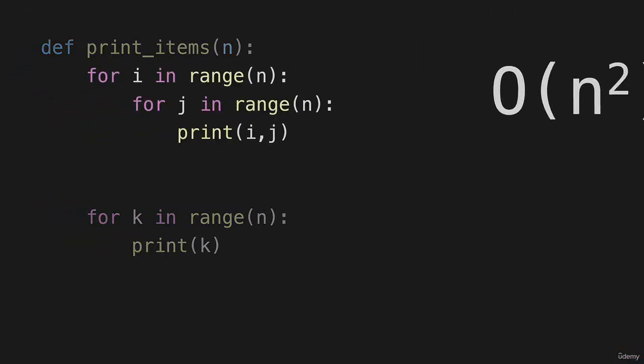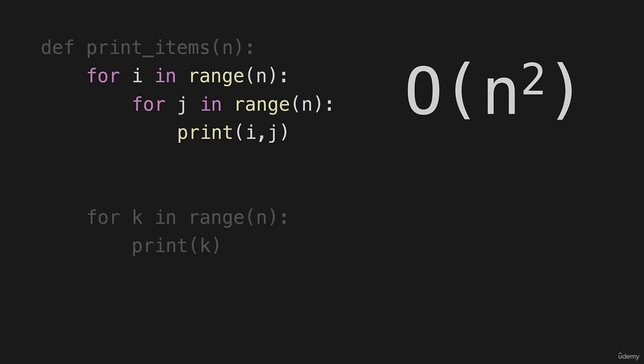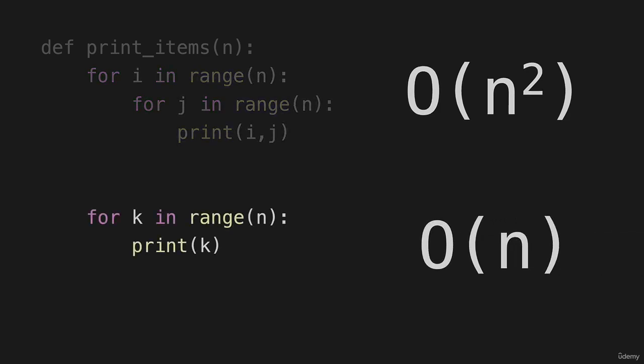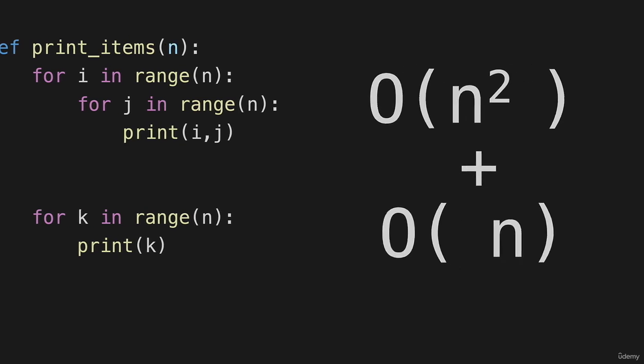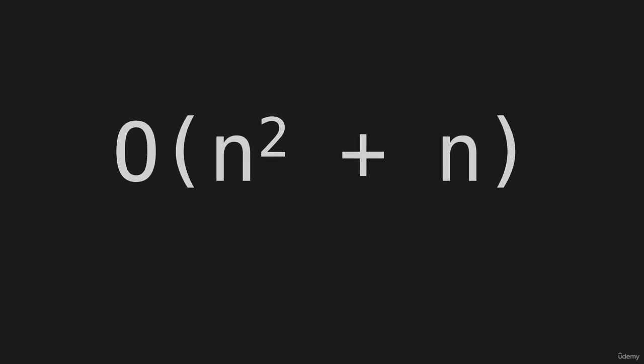So these nested for loops ran O of n squared times. This single for loop ran O of n times. And the total number of items that we output was O of n squared plus O of n. So we could write it like this, O of n squared plus n.